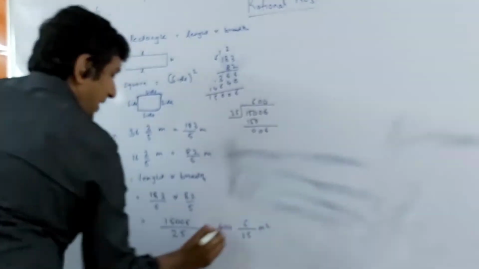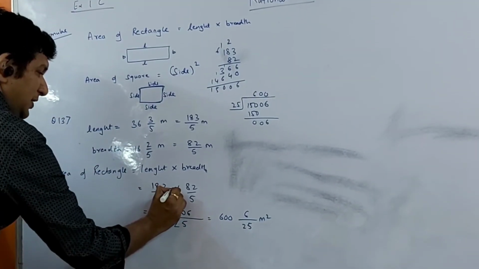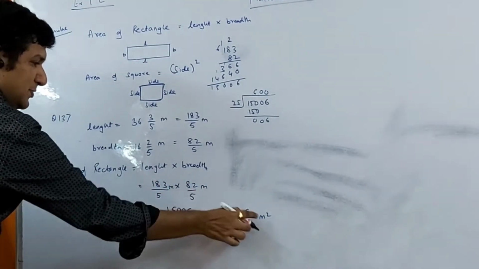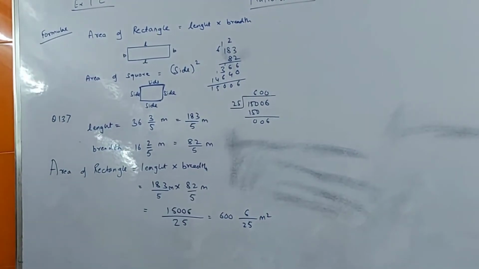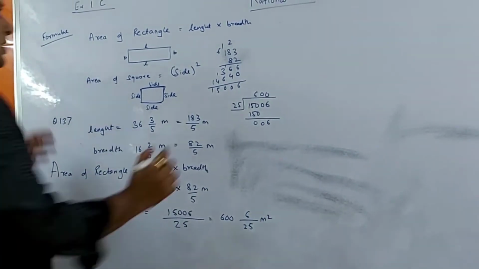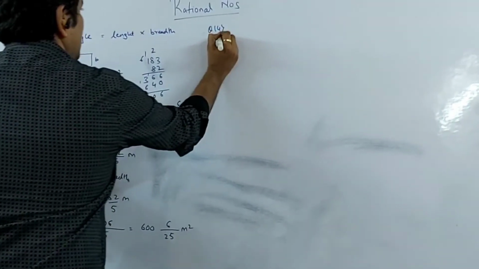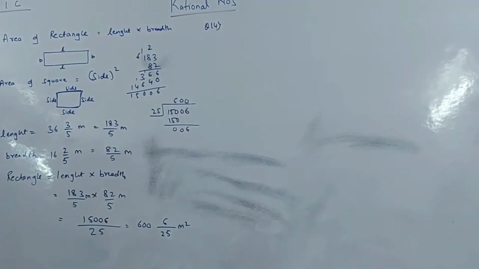Meter square. Why meter square, students? Meter into meter is meter square. So the answer will be in meter square, area of a rectangle. Now similarly, question number 14. The same thing, but instead of a rectangle, they have given a square.